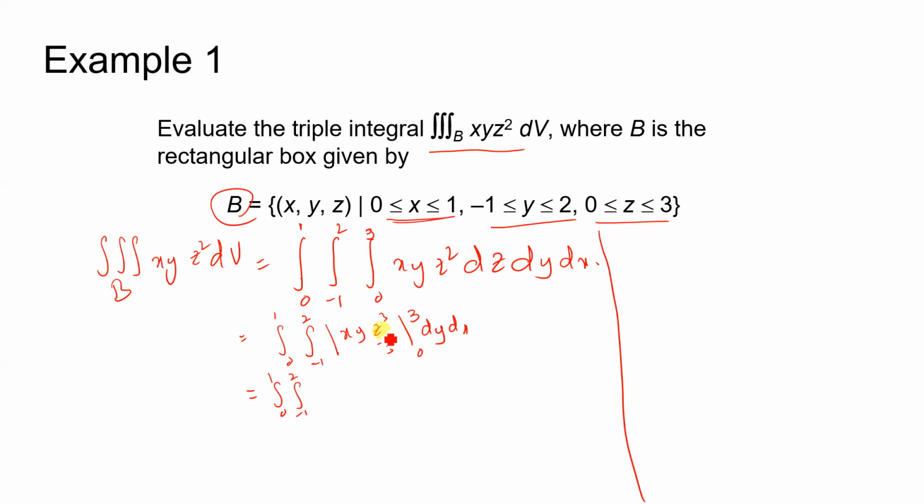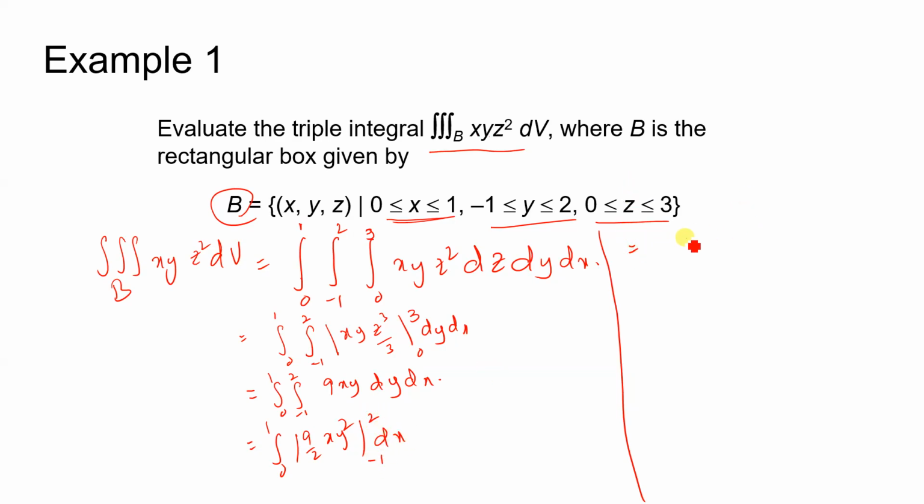So let's plug in the limits. We have 3 cubed divided by 3, which is 3 squared, so 9xy, minus, when we plug in z equal to 0, this becomes 0. So we are left with 9xy, and we have to integrate it with respect to y first and then with respect to x. This is equal to 0 to 1. Let's integrate with respect to y, keeping x constant. We have 9 divided by 2 xy squared, and the limits for y are negative 1 and 2.